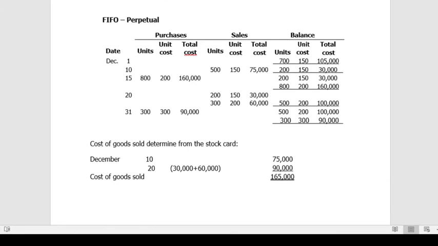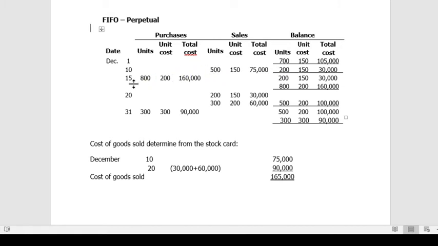So what's the difference between the periodic and the perpetual inventory system? Under the perpetual system, we use stock cards to determine the cost of the goods sold. So let us take a look with using the same example. Under December 1, the beginning balance is at 700 units, 150 per unit, and the total cost is 150,000. So December 10, nagbenta ka 500. So magkano ang cost niyan? Siyempre 150 because that is the cost. 75,000. So ang natira na lang, ang balance is 200 units.